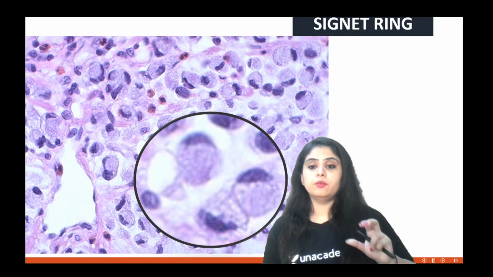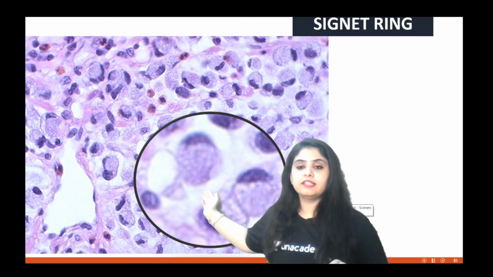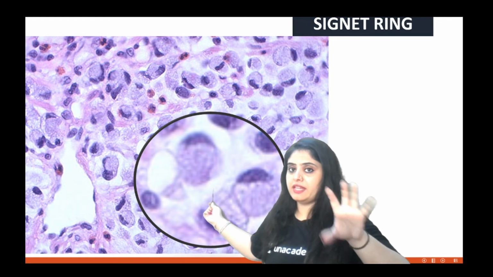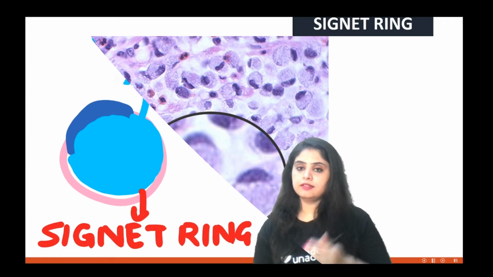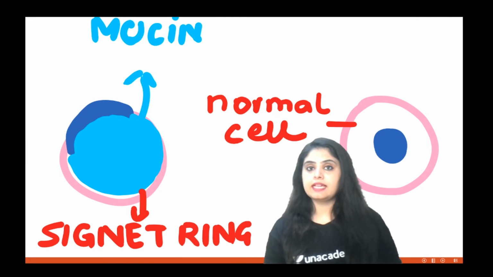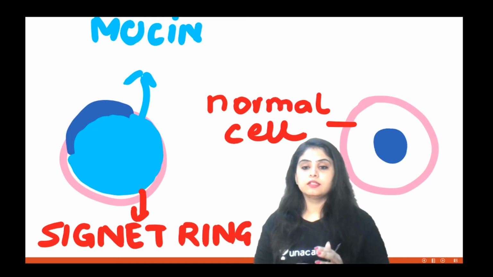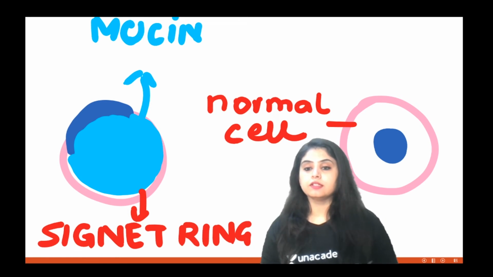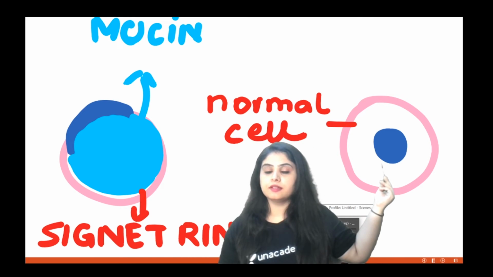So look at this cell, which I've tried to enlarge, these two cells out here. So let's say take this one out here. So what do you see in this cell? Normally, whenever I make a cell, I make the nucleus in the center. Let me try to show you in a diagrammatic manner. So whenever I make a cell, this is what I do. Normally, I draw the nucleus in the center.